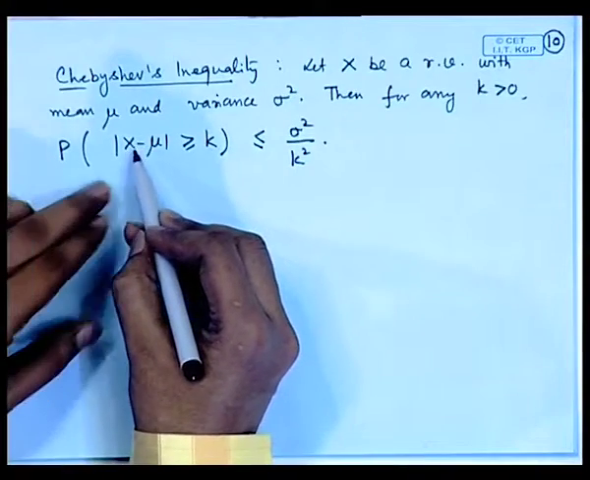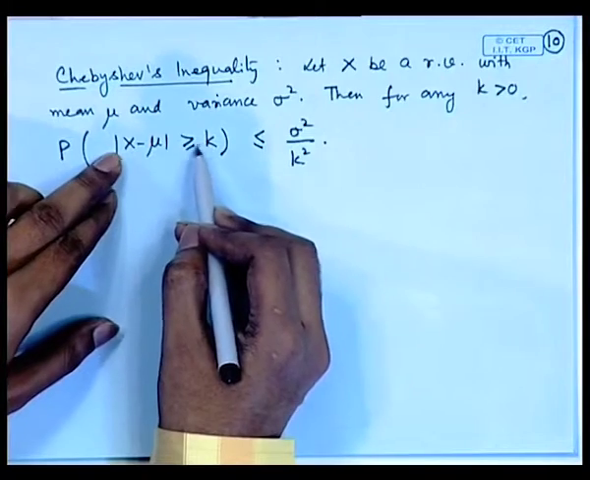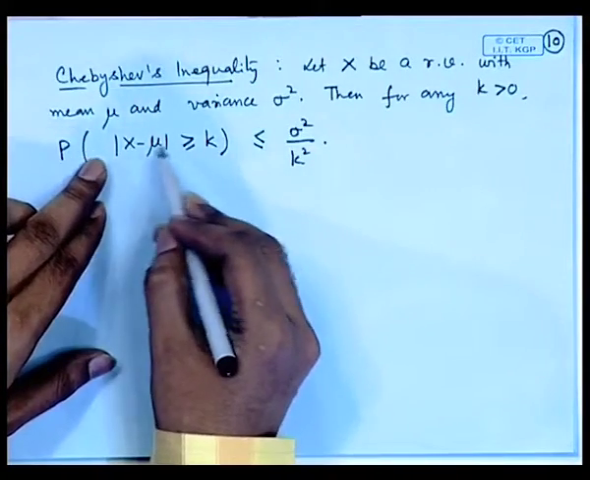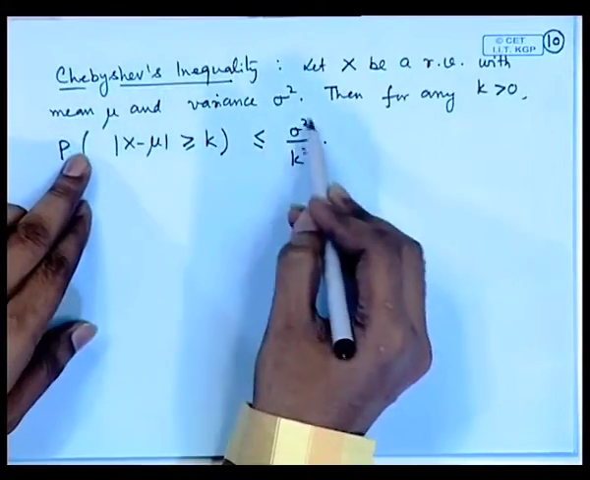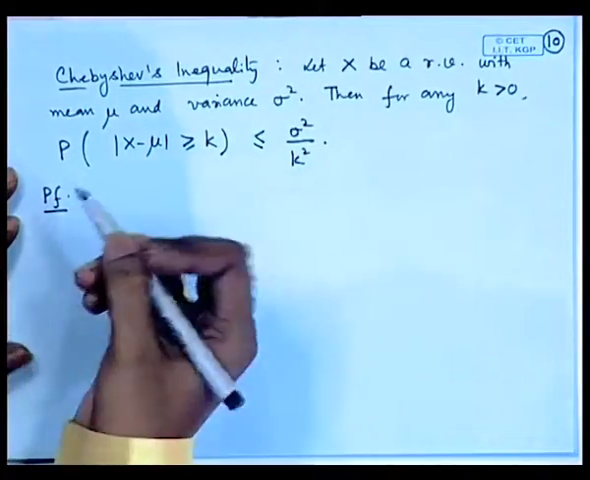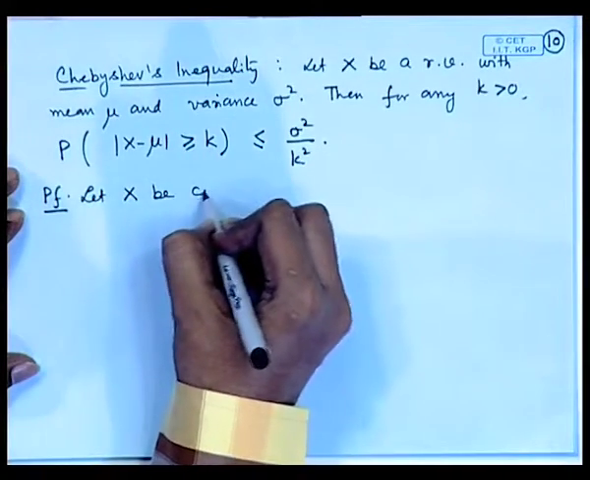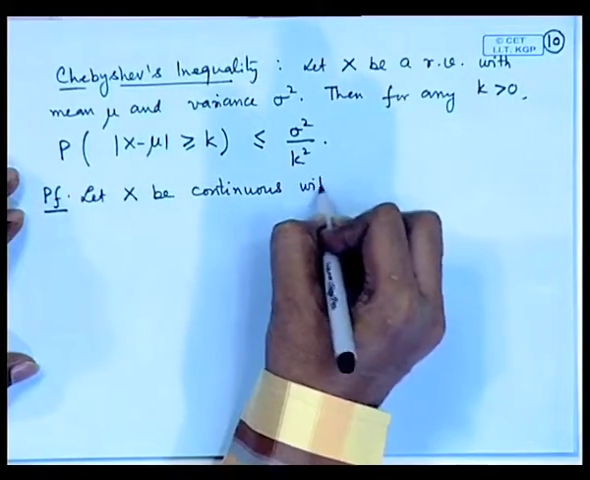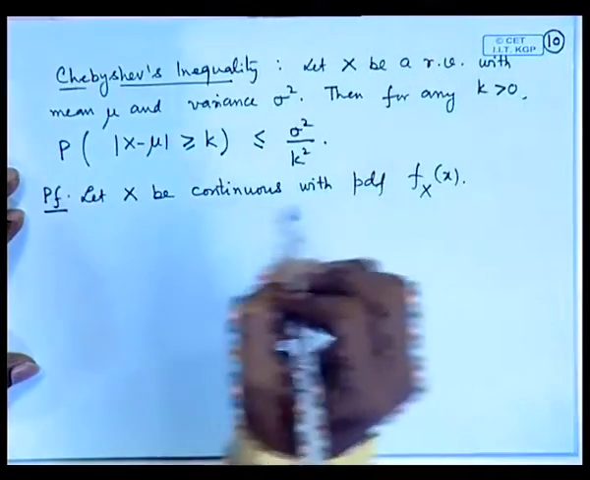So, you can see this denotes the probability of x lying in certain interval or lying outside a certain interval. We do not have full information about the random variable except its mean and variance. Nevertheless, we are able to give certain bound for this probability. To prove this, let us consider x to be continuous with certain PDF f x.